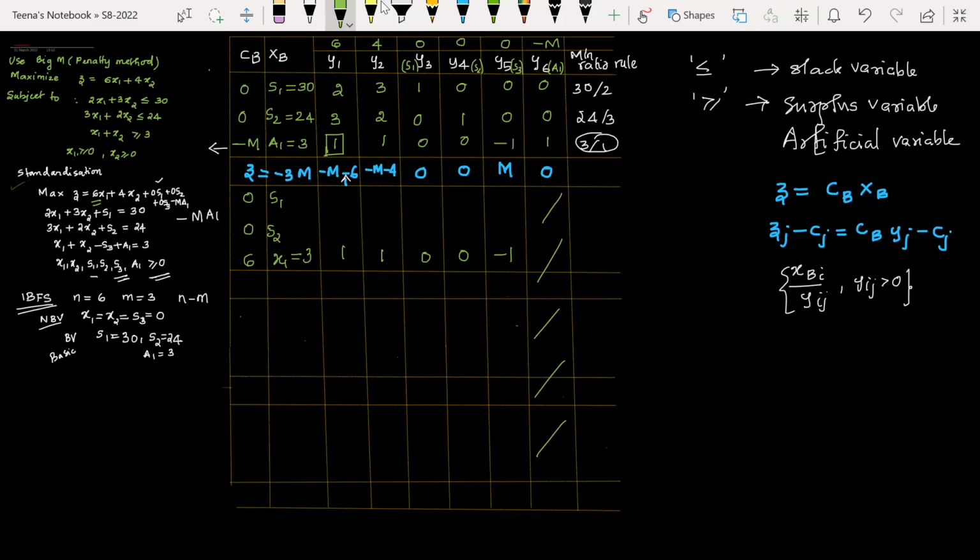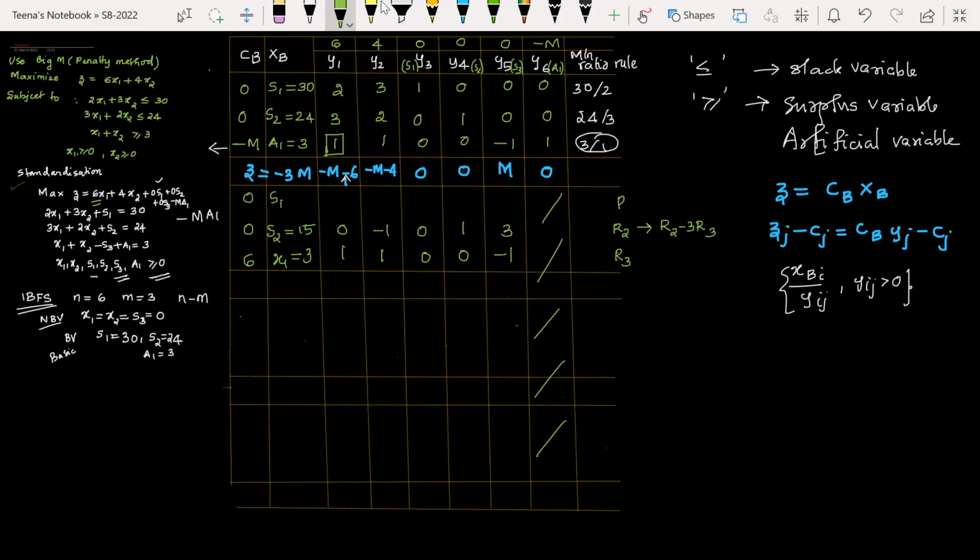Now we have to make this 3 equal to 0 with respect to this one. So let me call this last row R3, and we are going to make the modifications of the remaining rows with respect to R3. So R2 gets modified as R2 minus 3 R3. R2 minus 3 R3 will make this 3 equal to 0. So let us make the corresponding modifications. 24 minus 3 into 3, that is 24 minus 9, it is 15. Then 3 minus 3, it is 0. Then 2 minus 3, it is minus 1. 0 minus 0. Then 1 minus 0. 0 minus minus 3, it is 3.